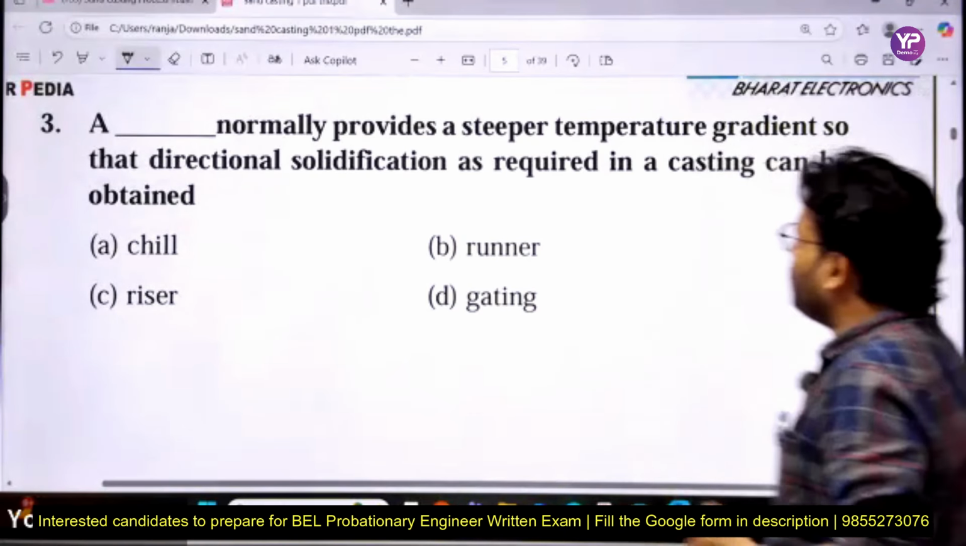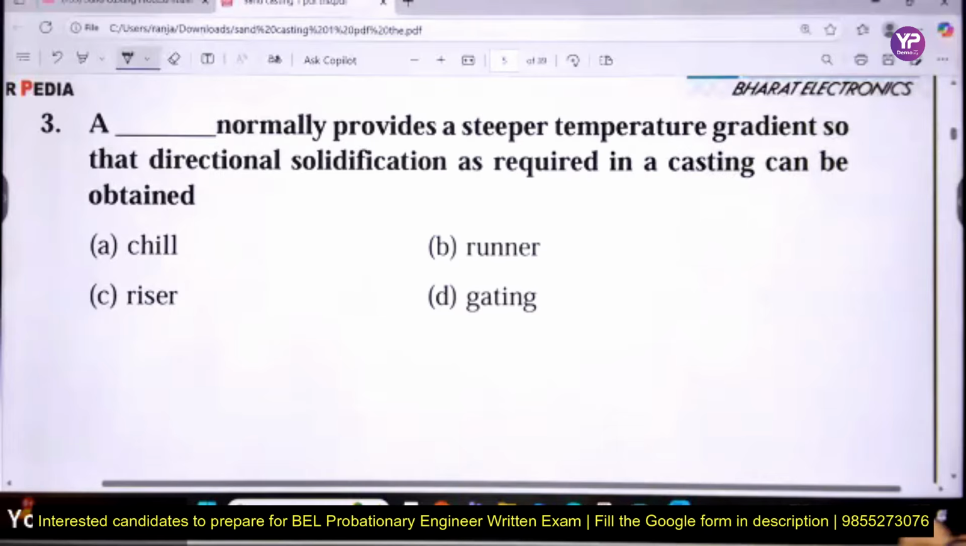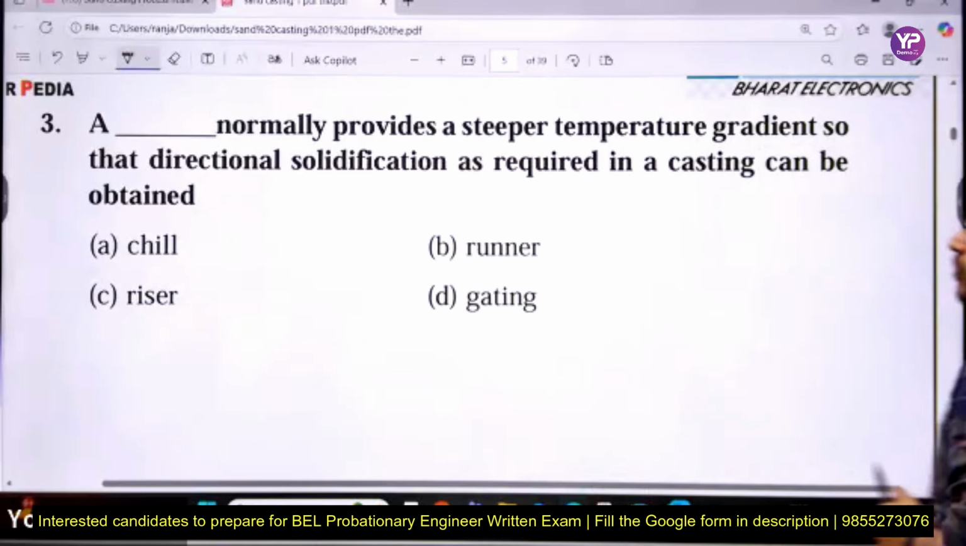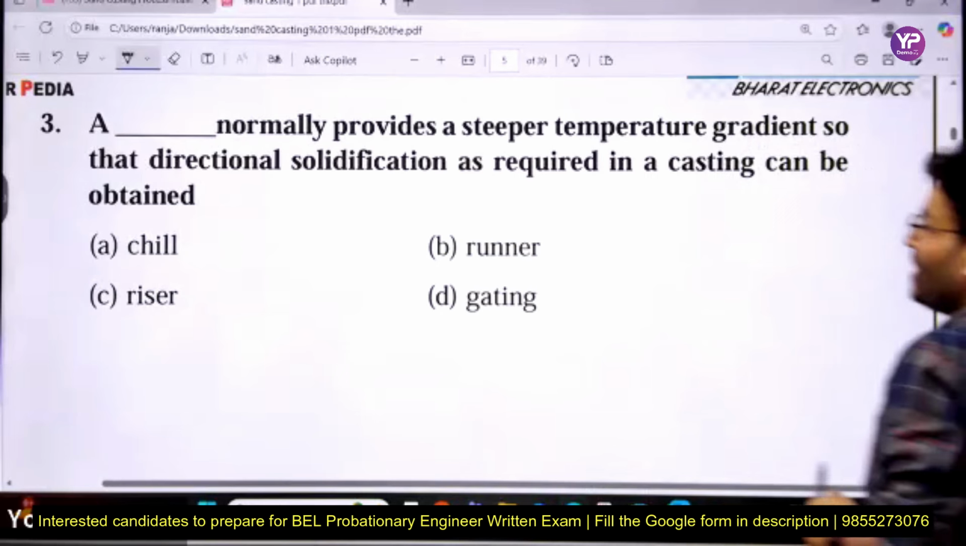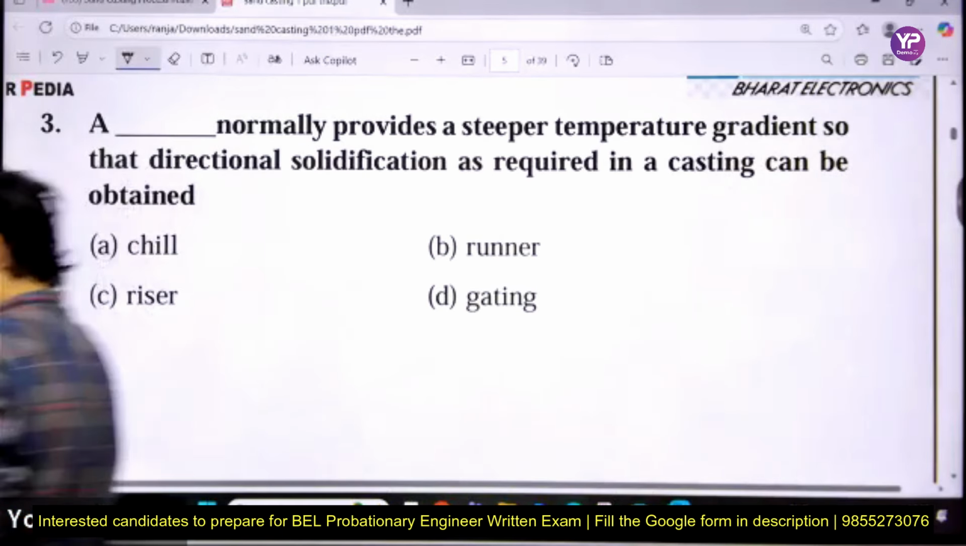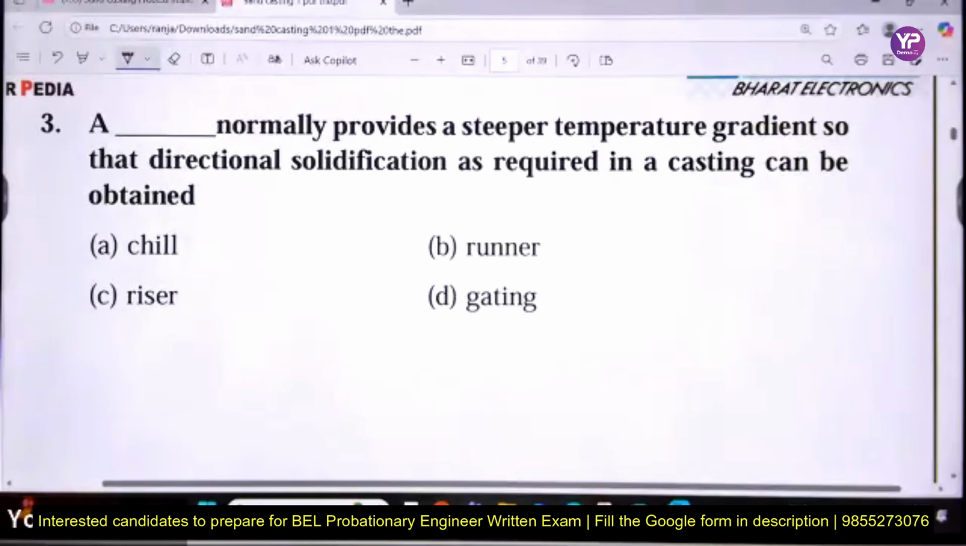Dot dot dot normally provides a steeper temperature gradient so that the directional solidification required in the casting can be obtained: chill, runner, riser or gating system. What could be the answer?